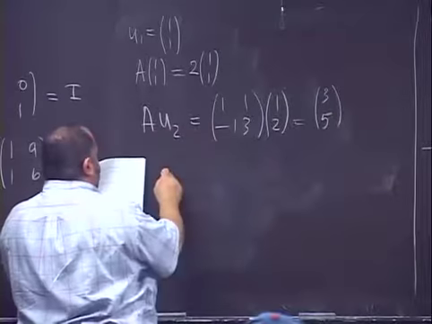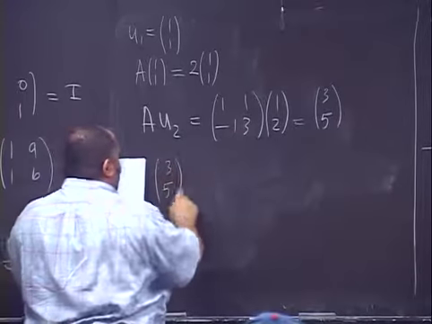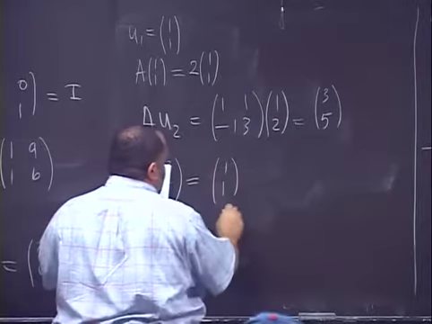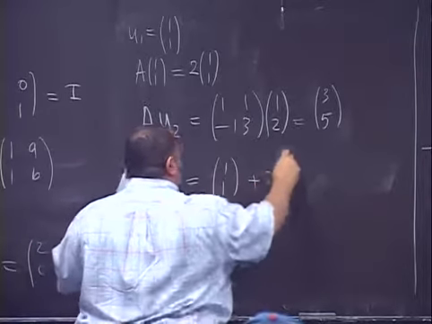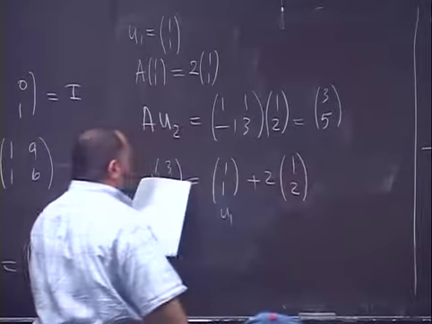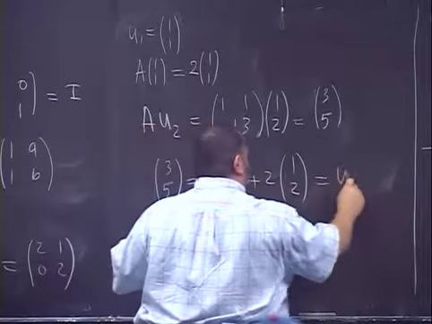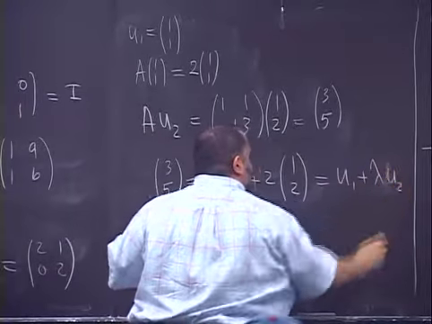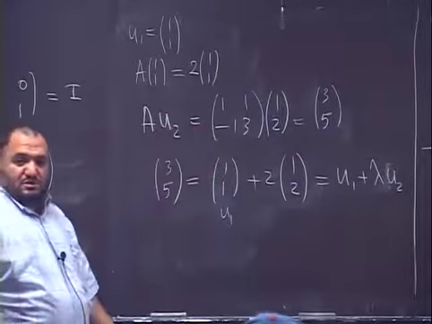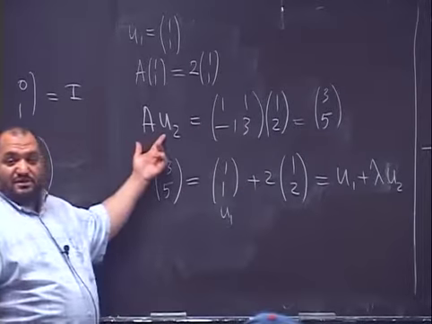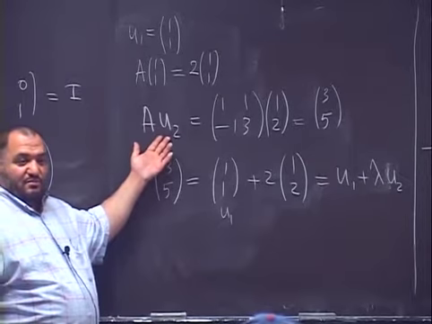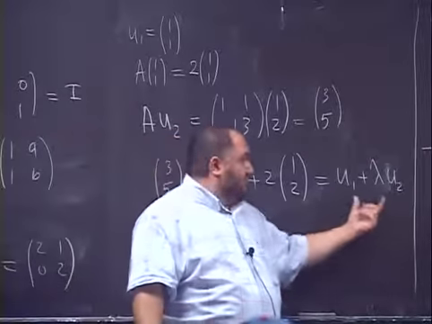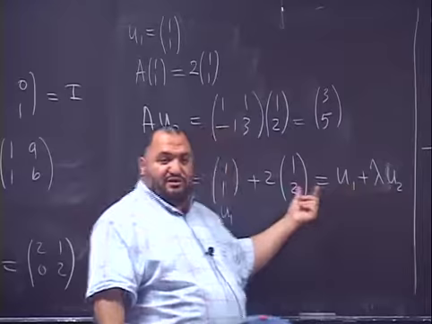And what's 3 and 5? I can represent 3 and 5 as 1 1, which is equal to what? U1 plus 2 multiplied by 1 and 2. And this will give me U1 plus lambda multiplied by what? By U2. So it's not an eigenvalue problem, because an eigenvalue problem means that A U2 equals lambda U2, but you get an extra U1 here. Okay, guys?